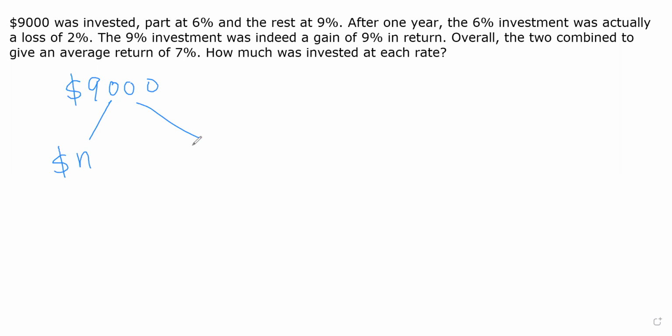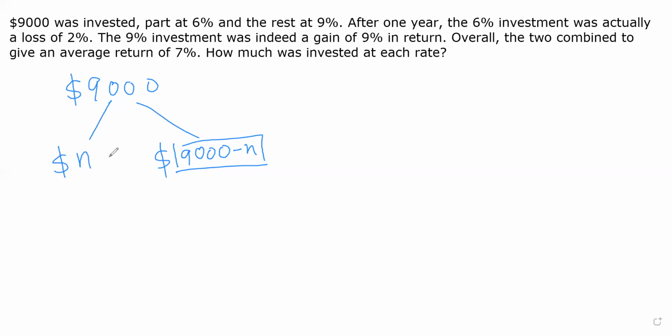Well, it's just going to be 9,000 minus N, right? Because if you add these two together, you get the whole. To find the other part, you do 9,000 minus the first part to get the second part. So that's that.